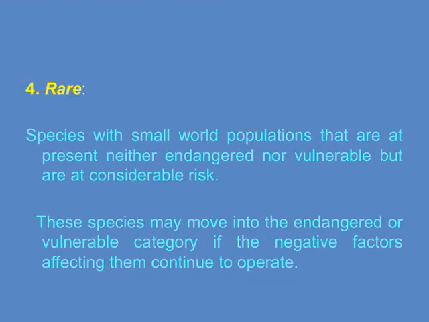Now let's talk about species that are classified as rare. These are species with small global populations, but at the moment, they are not considered endangered or vulnerable. However, the key point here is that they are still at considerable risk. Their populations are small enough that any negative factors, like habitat loss, pollution, or overhunting, could tip them into a more threatened category. So, while they might seem stable right now, there's a real possibility they could become endangered or vulnerable if these harmful influences persist.